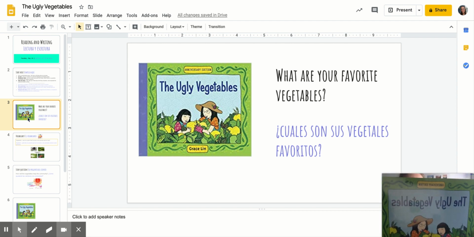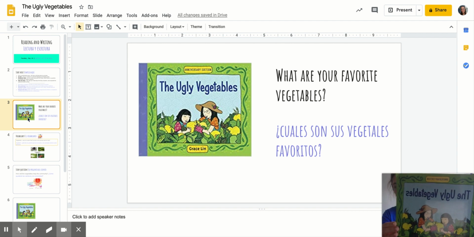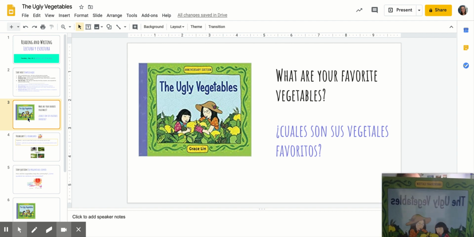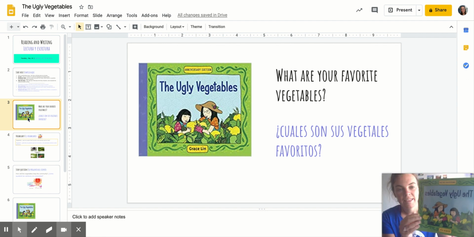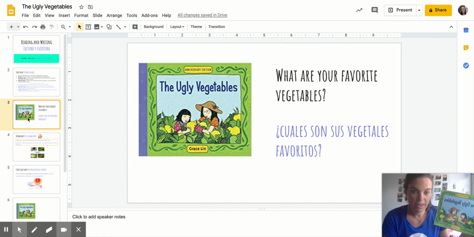Take a look at the front cover here. You can see a girl and her mom in their garden. So in this book, we're actually going to get to see the vegetables that they grow in their garden, and we'll see how they use them to cook and make their own recipes.